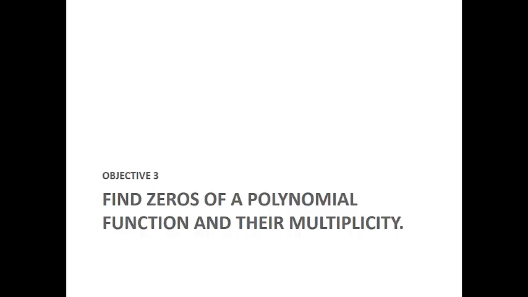In this video, I will demonstrate how to find zeros of a polynomial function and discuss their multiplicity. Again, this is all working up to being able to graph a polynomial function using what we know about the degree, the leading coefficient, and the end behavior. So now we're going to get more components of what the graph would look like.